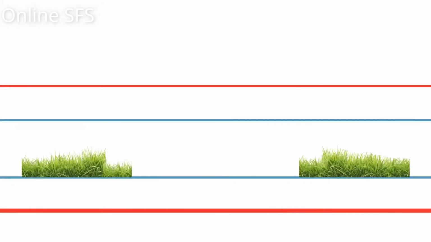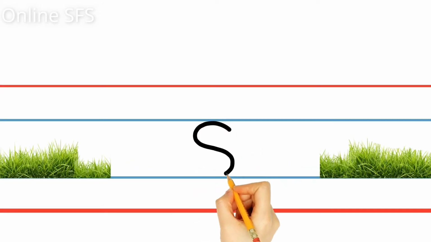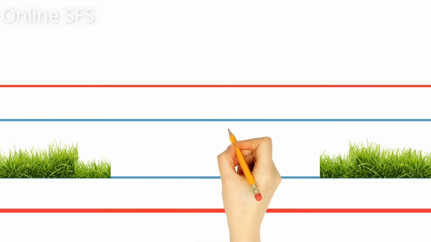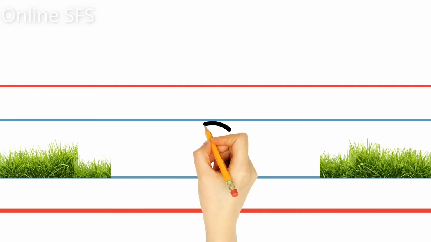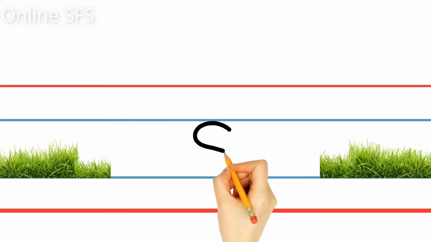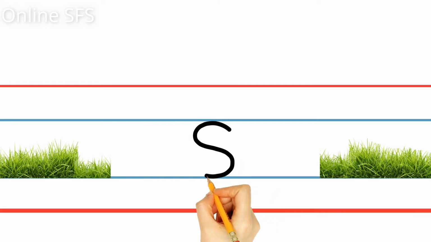S. Now let's write S in four lines. This is how we write S. Make a small curve to the left in and make a small curve to the right out. S. S is a grass letter.